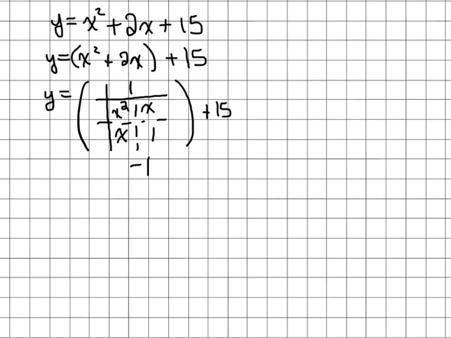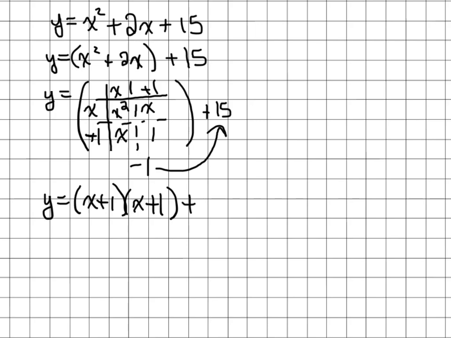So I've done that. Now I'm going to factor out my rows and columns. So I have x plus 1, x plus 1. I join those two together and I write this out. So I have x plus 1 times x plus 1, and then plus 15 minus 1. Because x plus 1 times x plus 1 is really x plus 1 squared, and plus 14. There we go. So y equals x squared plus 2x plus 15 is y equals x plus 1 all squared plus 14 in vertex form.